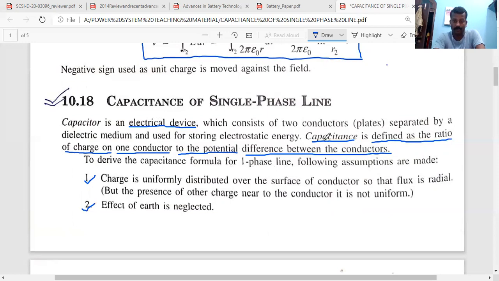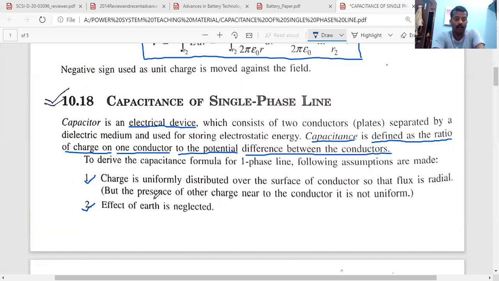Now, what is capacitance? Capacitance is defined as the ratio of the charge on one conductor to the potential difference between the conductors. That means total charge divided by the potential difference between the conductors.